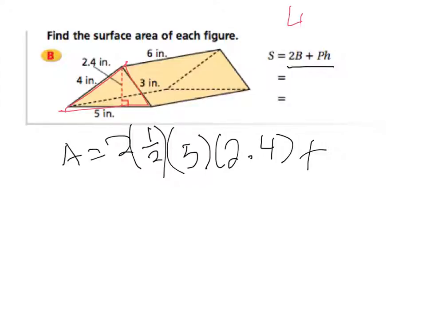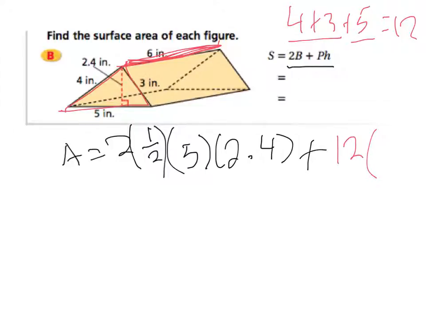So let's do it up here. 4 plus 3 plus 5. 4 plus 3 is 7. 7 plus 5 is 12. So the perimeter is 12 times the height, which connects the two bases. Okay, the height is always whatever connects the two bases. It doesn't necessarily have to go up and down. It can also go left and right. So it's 6.